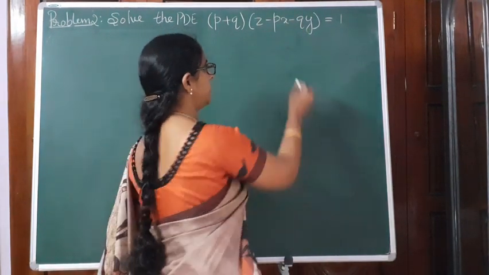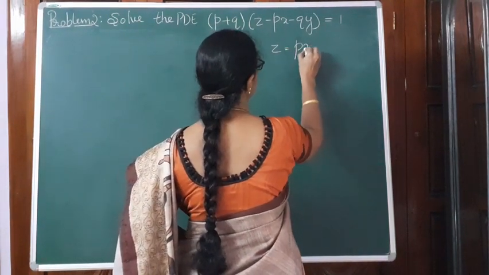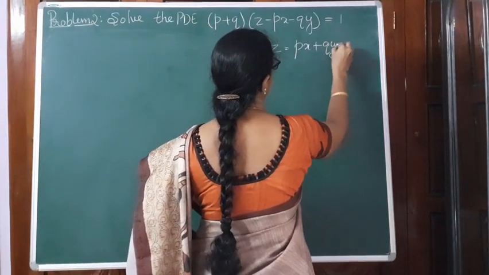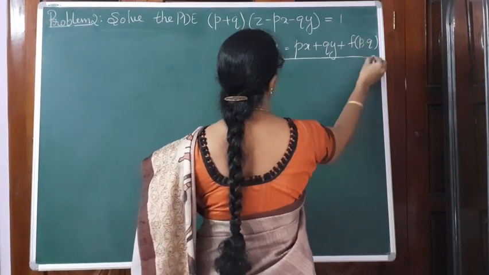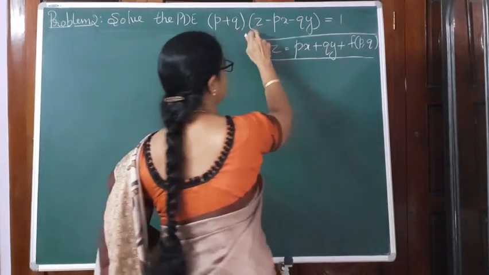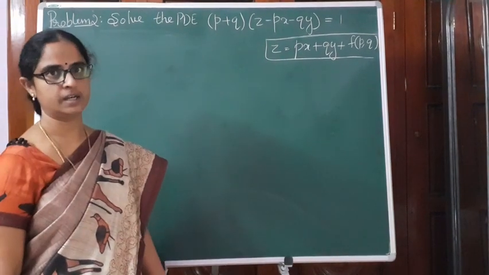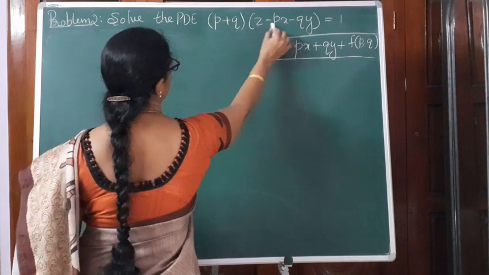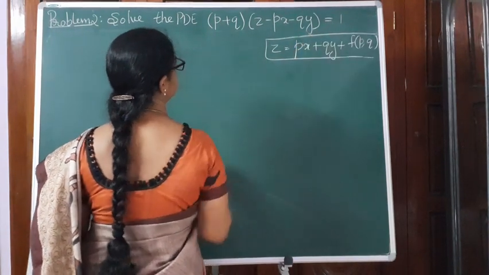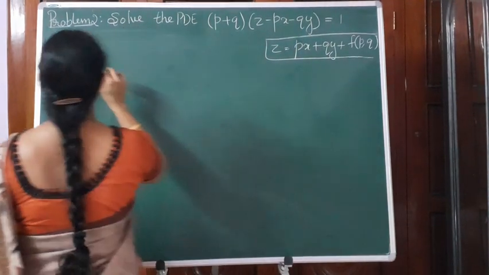What is the standard form 4 equation? z = px + qy + f(p, q), that is a function of p, q. Now let us see if we can reduce this equation to this form, that is to Clairaut's form. So we have (p + q)(z − px − qy) = 1.